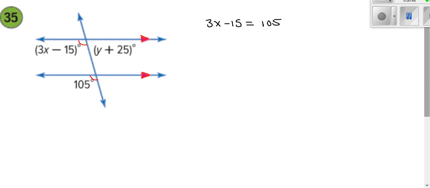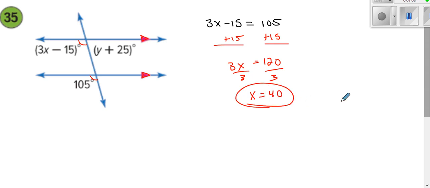All right, so now I'm going to go ahead and solve this equation. I'm going to add 15 to both sides. So that makes 120. So 3x equals 120, divide by 3, x equals 40. So there's my x, okay?